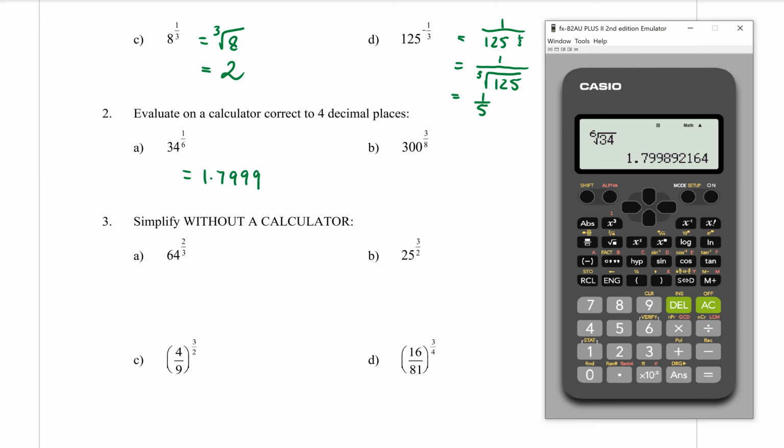So try the next one. Type in either 300 to the power of 3 over 8 or the 8th root of 300 cubed to 4 decimal places. Yep.